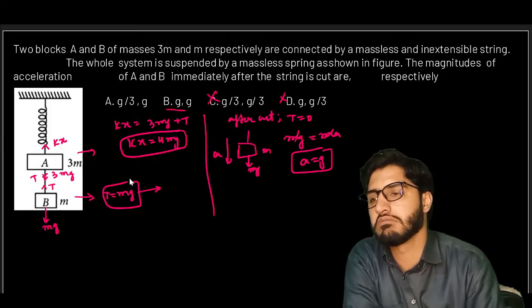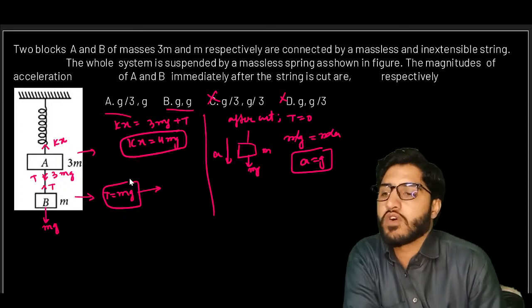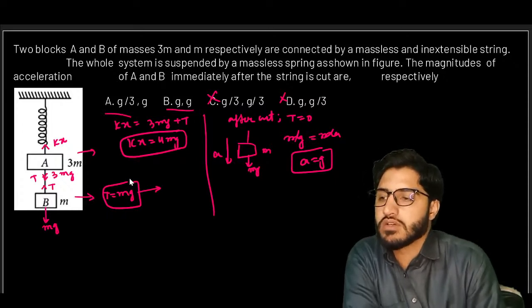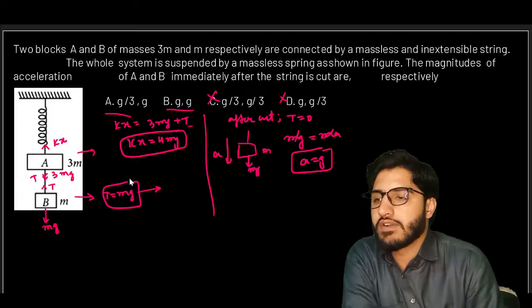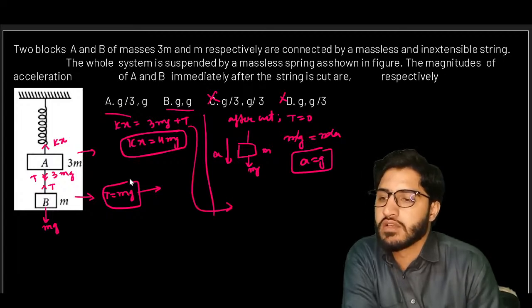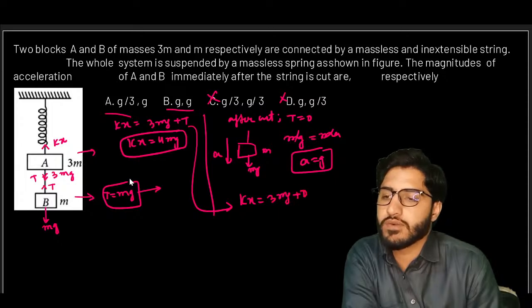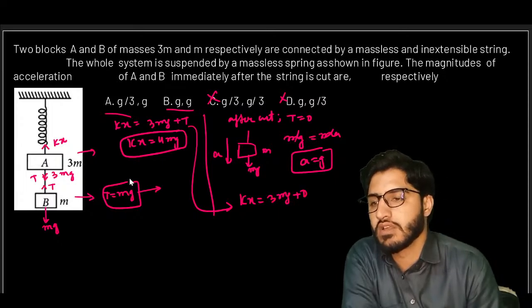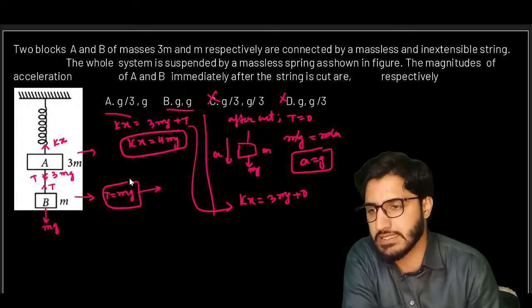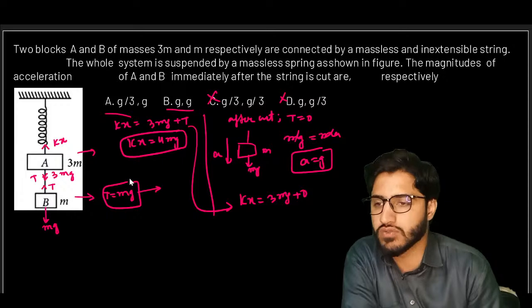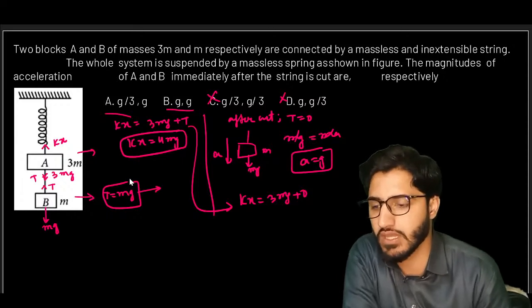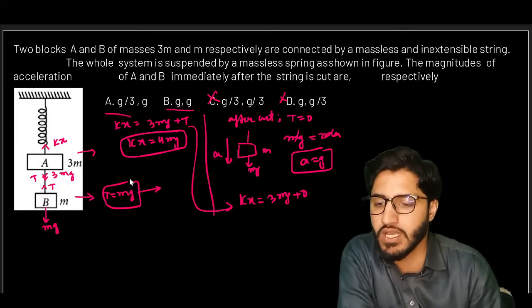Now let's find out for this one. So I will take this one only. Clear? So can I write kx equals 3mg plus 0? Okay. So yes. So what do I need to find out now? So kx came out to be 3mg. Can I write now?